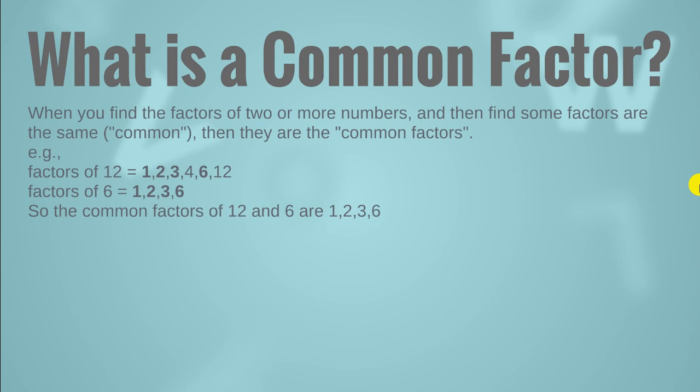When you find the factors of two or more numbers and find that some factors are the same, they are known as common factors. For example, factors of 12 are 1, 2, 3, 4, 6, and 12, and factors of 6 are 1, 2, 3, and 6. So the common factors of 12 and 6 are 1, 2, 3, and 6. I hope you got what a common factor is.